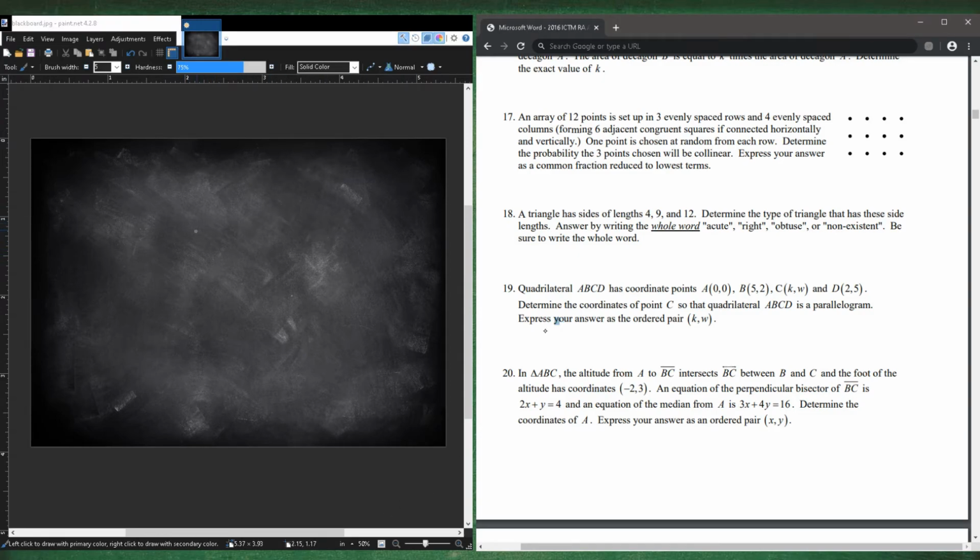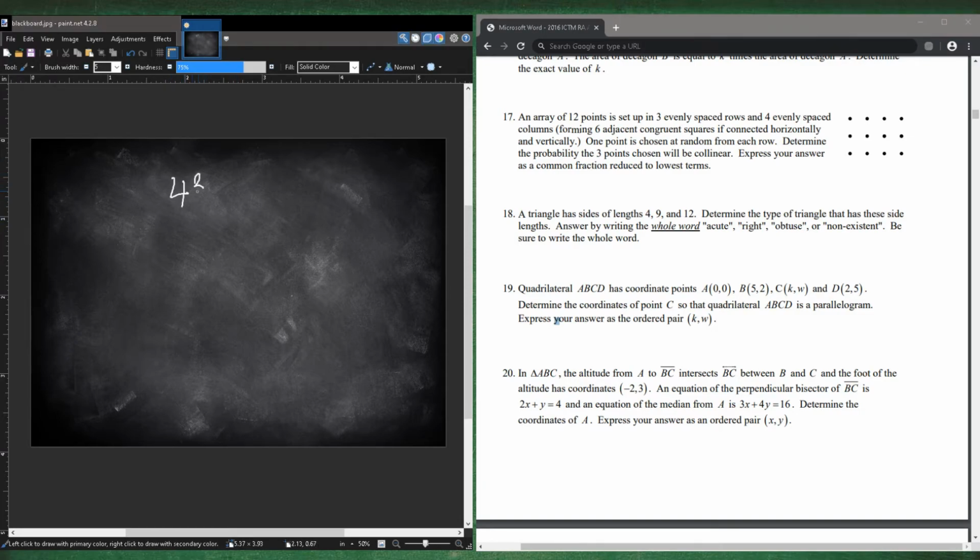So now we could check. So first we're gonna have to square both of them. So 4 squared plus the 9 squared, that's 16 plus 81, which is 97. Okay, so 12 squared is equal to 144, and 12 squared is bigger than 97.